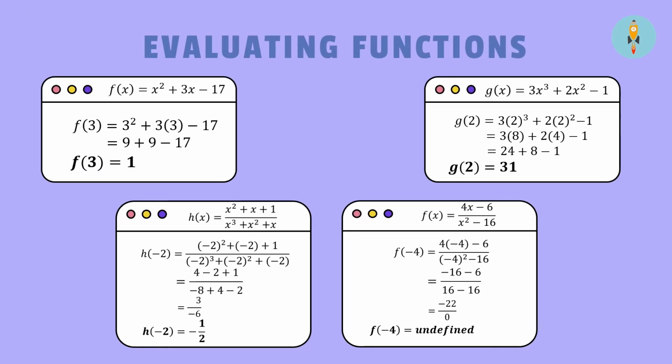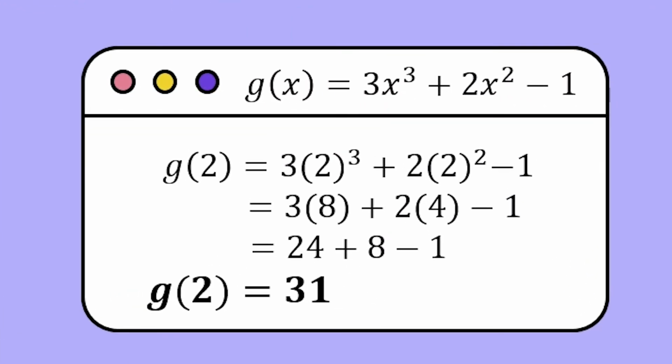G of x is equal to 3x cubed plus 2x squared minus 1, wherein x is equal to 2. G of 2 is equal to 3 times 2 cubed plus 2 times 2 squared minus 1. G of 2 is equal to 3 times 8 plus 2 times 4 minus 1. G of 2 is equal to 24 plus 8 minus 1. G of 2 is equal to 31.